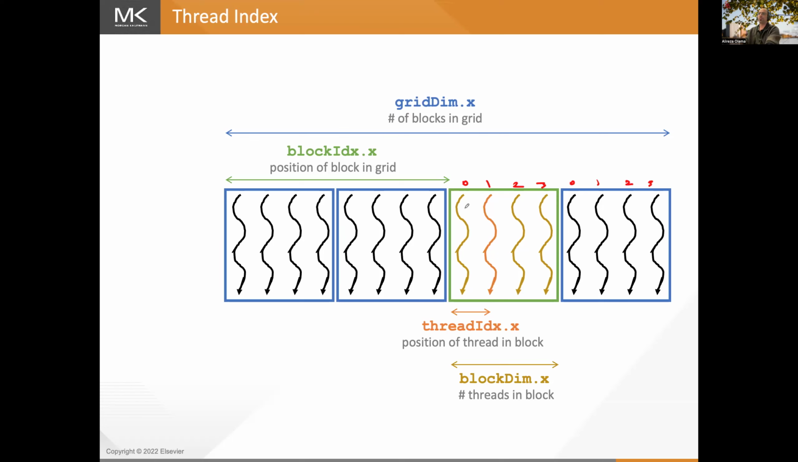So as you can see here, the threads have local indices, right? So this thread is the second thread in the block, but it's not the second thread in the grid. So you should be able to compute the global index for the thread as well to make sure that your thread is working on the piece of data that you want that thread to work on. We'll see that in the next slides.